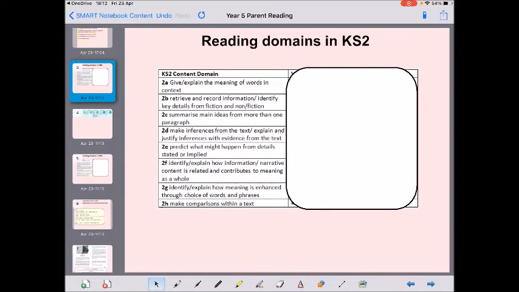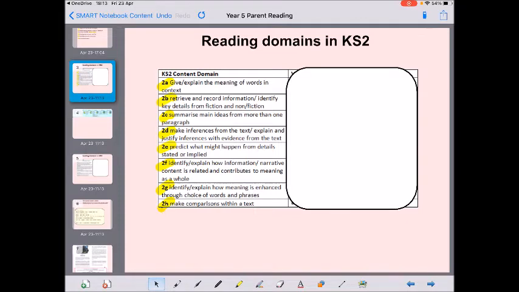In Key Stage 2, we have reading domains, and they are broken down into the following: give and explain the meaning of words in context, retrieve and record information or identify key details from fiction and non-fiction, summarise main ideas from more than one paragraph, make inferences from the text, explain and justify inferences with evidence from the text, predict what might happen from details stated or implied, identify or explain how information or narrative content is related and contributes to meaning as a whole, identify and explain how meaning is enhanced through choice of words and phrases, and make comparisons within the text.